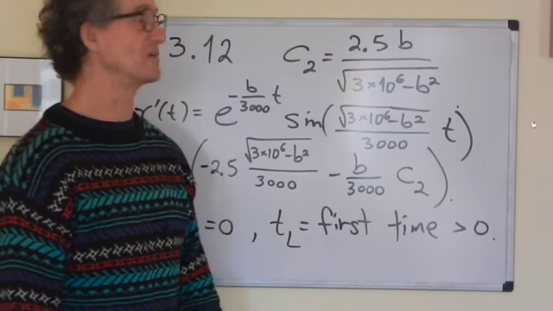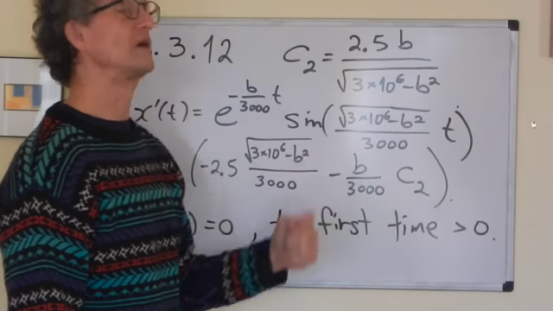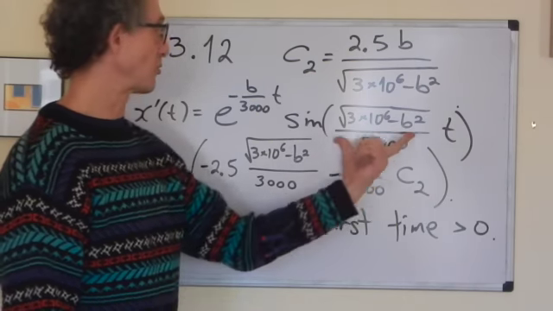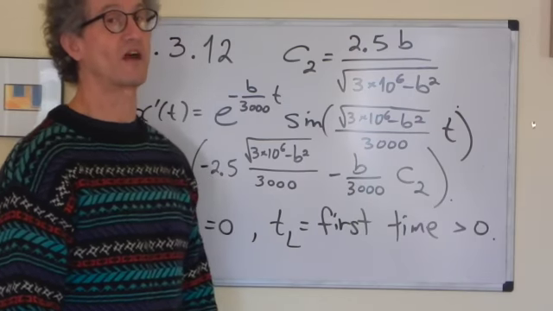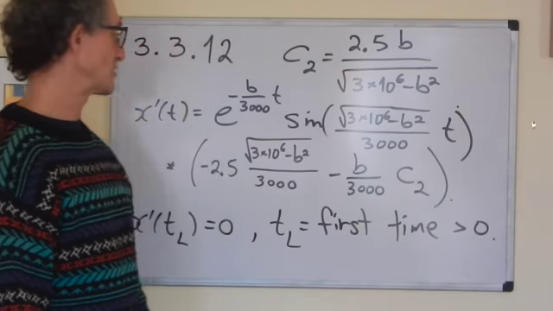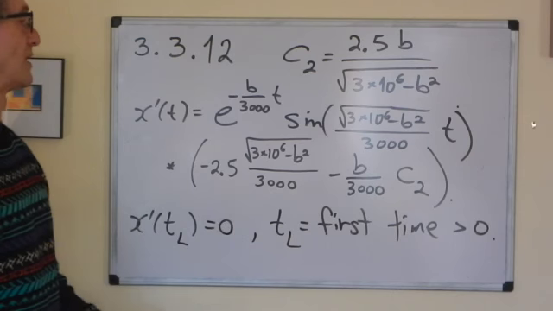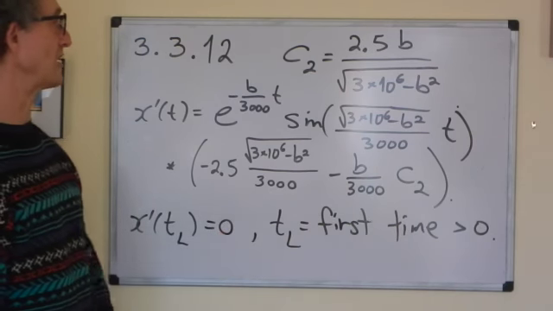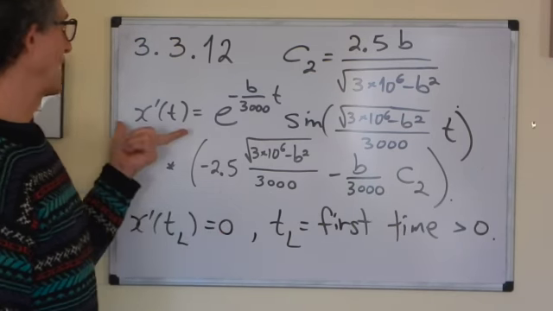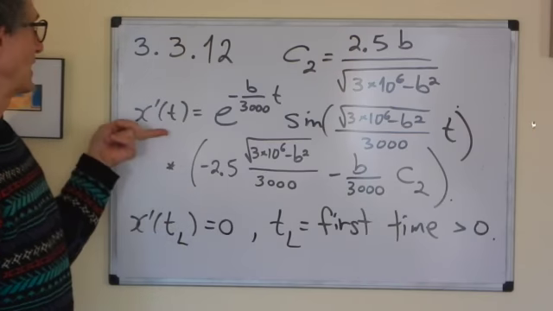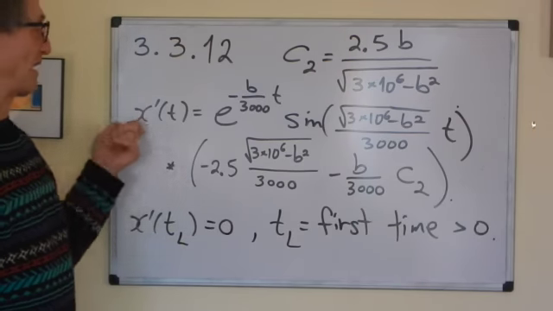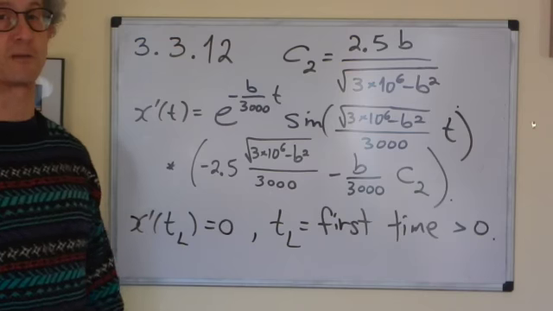The first t bigger than 0, for which this is 0, is when t is, this whole quantity being fed to the sine is equal to pi. So that tells us the first time. Let's look at that first time. Let's look at how far down x goes when x prime is 0 for the first time.